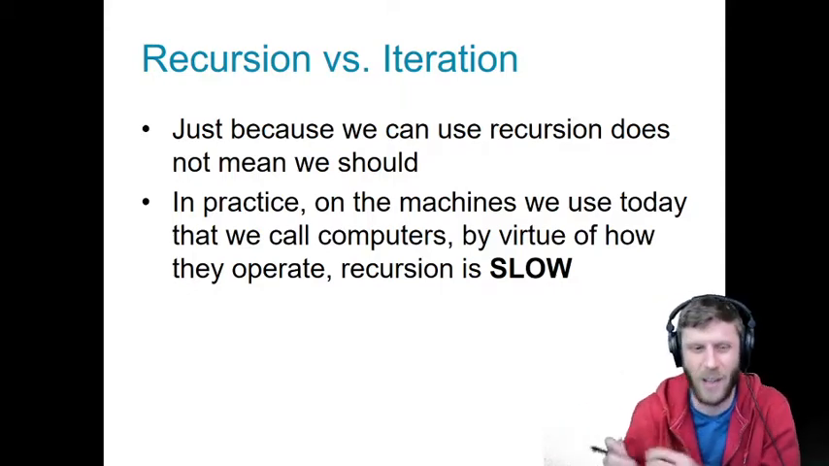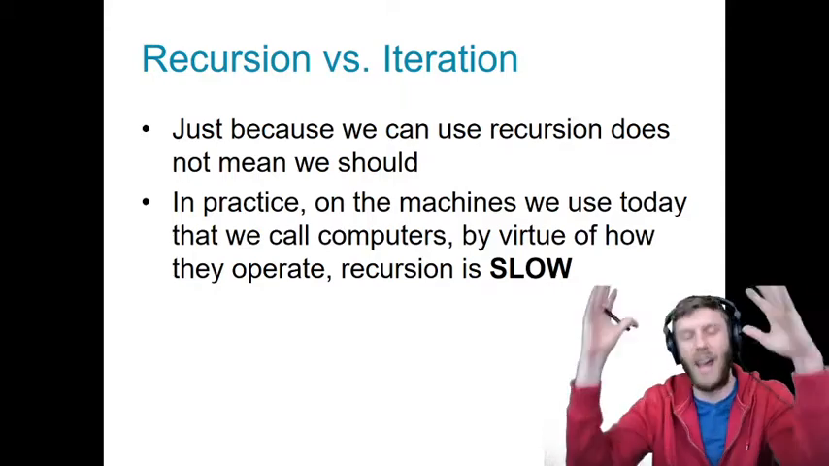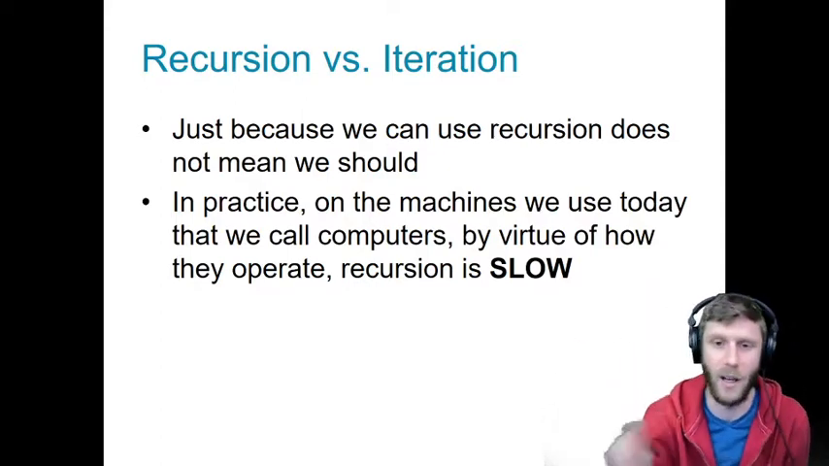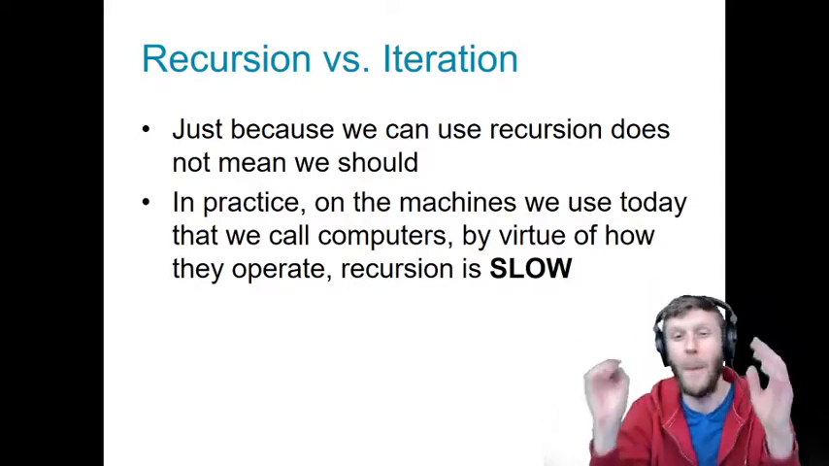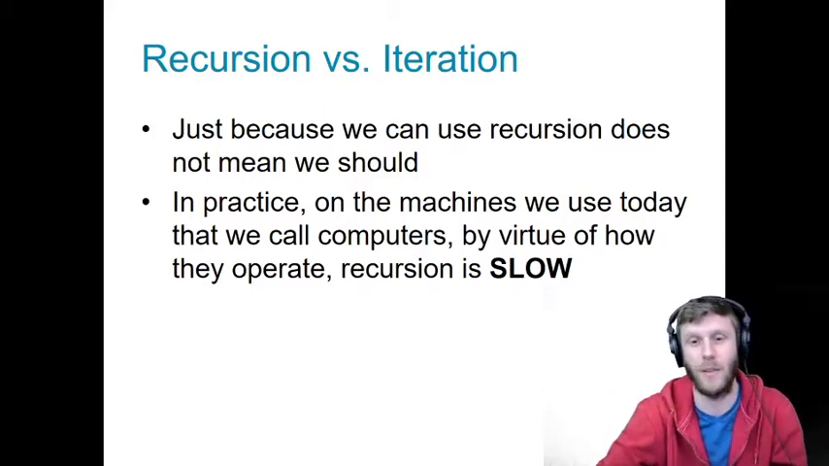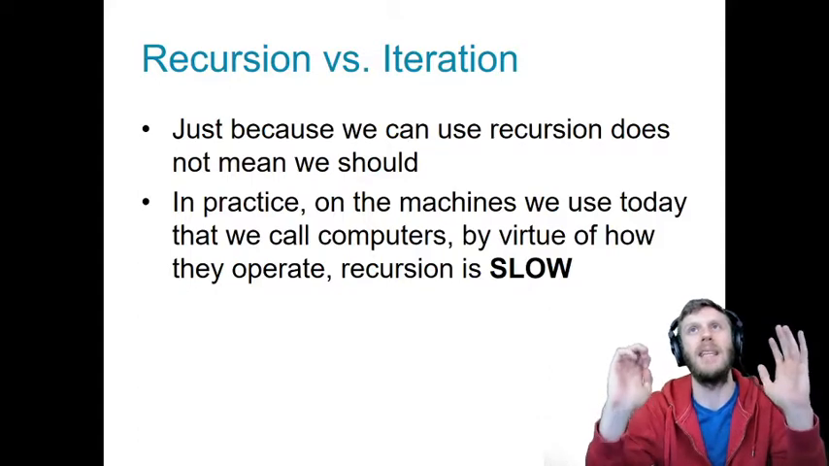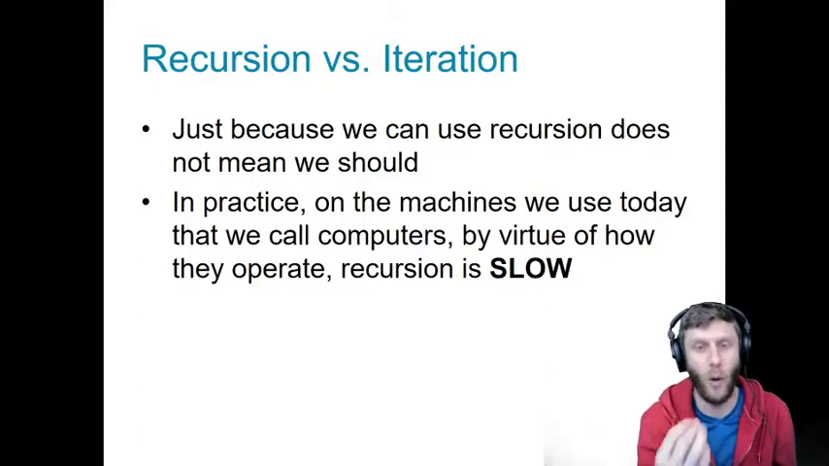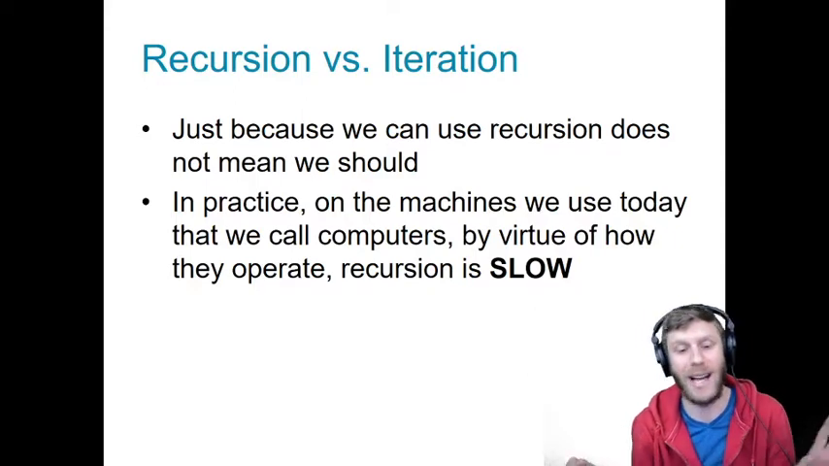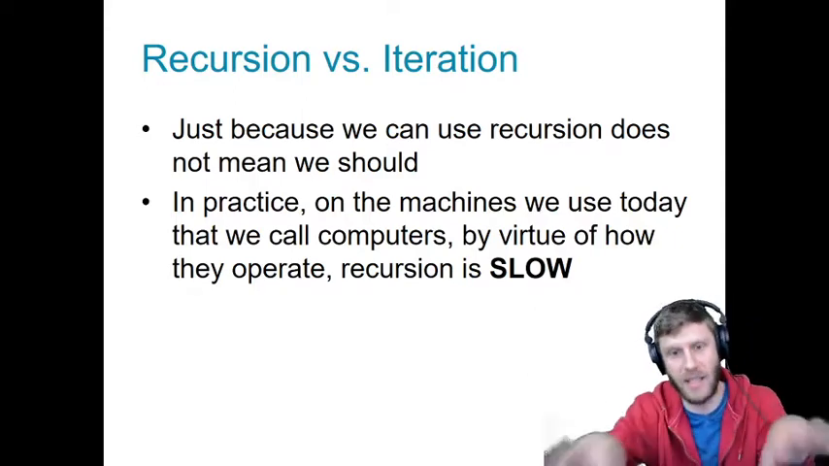We assign the values, we put it on the stack, then all that stuff happens, then we have to take the call frame and remove it from the stack. That's a lot of overhead, where an iterative thing wouldn't do that. But just because recursion is slower than iteration on these types of computers doesn't mean that they are necessarily slower in general, if we abstract away from these computing machines.